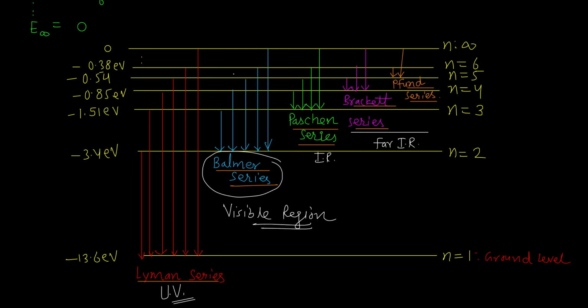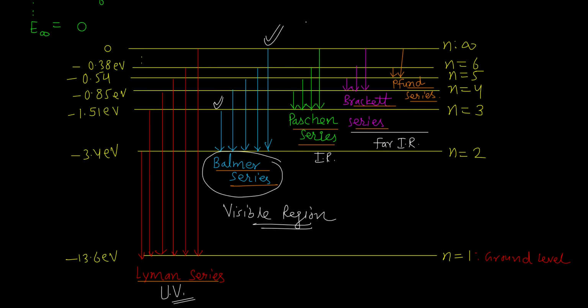And the larger the line here, meaning the line where the electron is coming from n equal to infinity to n equal to 2, that will have the highest energy. So larger the line, larger is the energy, and larger the energy means higher the frequency. So higher frequency means it is like the blue end of the spectrum, and this is the red end of the spectrum.